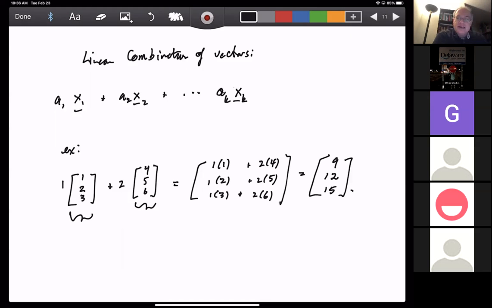So linear combination of vectors just means you take some collection of vectors, multiply each one by some scalar, and then add up all of those to get a result. Is that clear? Yeah, thank you. Okay. So I want to be absolutely clear here. This is not the dot product. It's just linear combination of vectors.